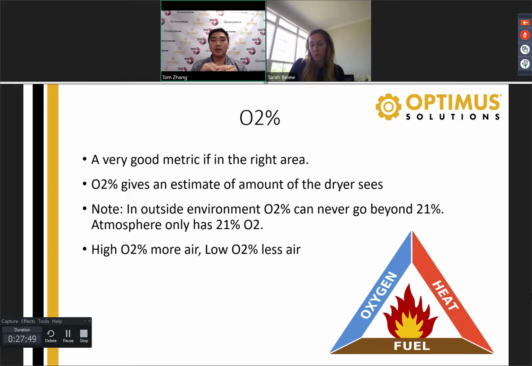Oxygen gives a good amount of information on where the dryer is. If I see something that's 21%, that means that it's the same as outside air. If there's more air, great. If there's less air, great, depending on your process. If I see 21% on a kiln, that's probably not good. If I see 21% on a dryer, it's probably still not good. But if I see 18, 17%, okay, that gives me some ideas. It also gives me indications on your seal performance.